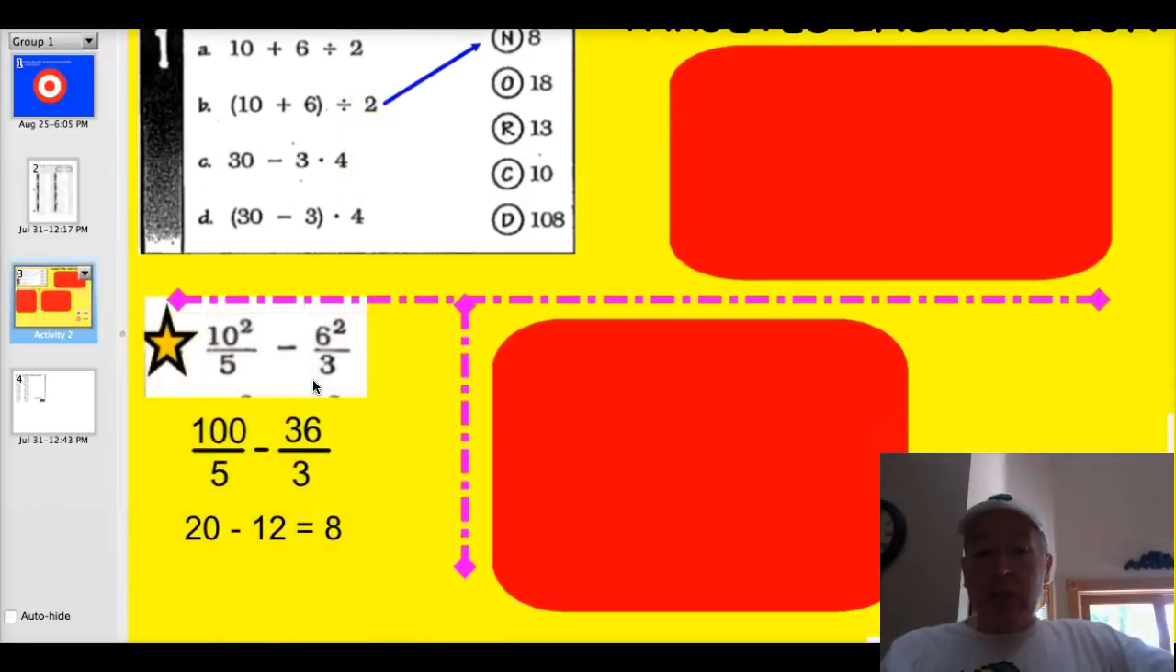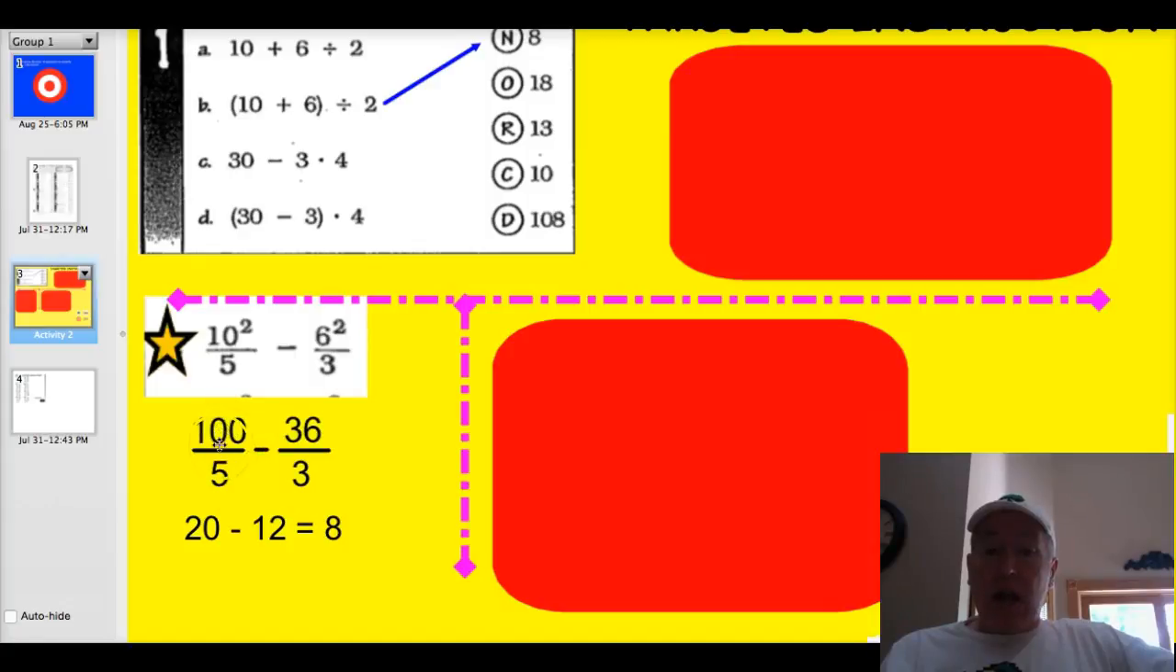Another thing, you're going to see some problems like this one here, where you've got to use the order of operations and you've got some division brackets or fraction brackets. What you do is you complete the top first. So you have 10 squared over 5 minus 6 squared over 3. 10 squared is 100 over 5. 6 squared is 36 over 3.